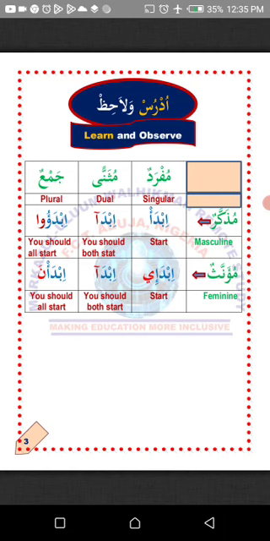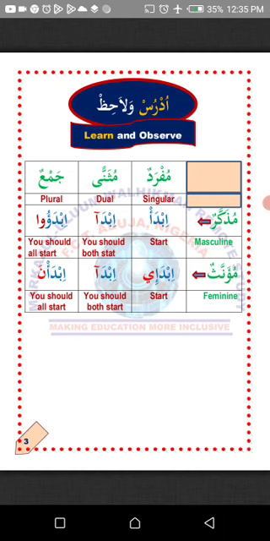Remember, once alifun is attached, the letter before it must take fataha, as we know that alifun is the mother of fataha in Arabic. So the verb ibda will now become ibda'a. The symbol you saw written on the alif is an indication of two alifun, meaning there are two alifun written under it. So the verb ibda will now become ibda'a, which means you should both start, commanding two male persons or two female persons.